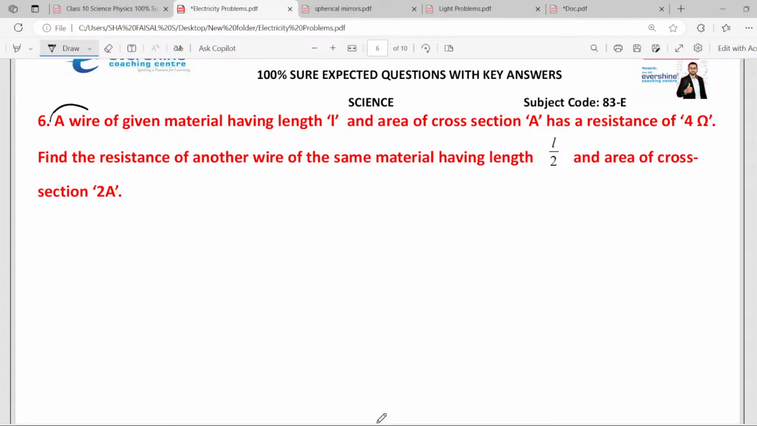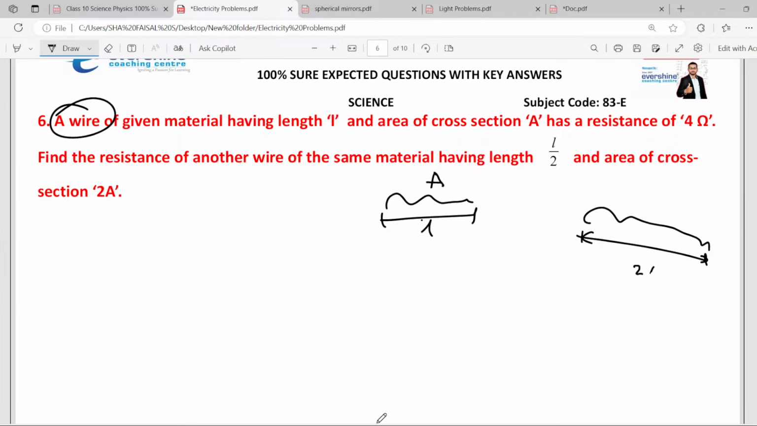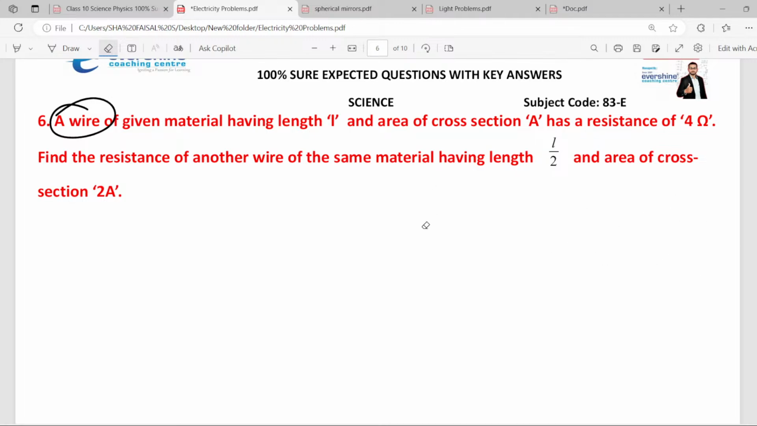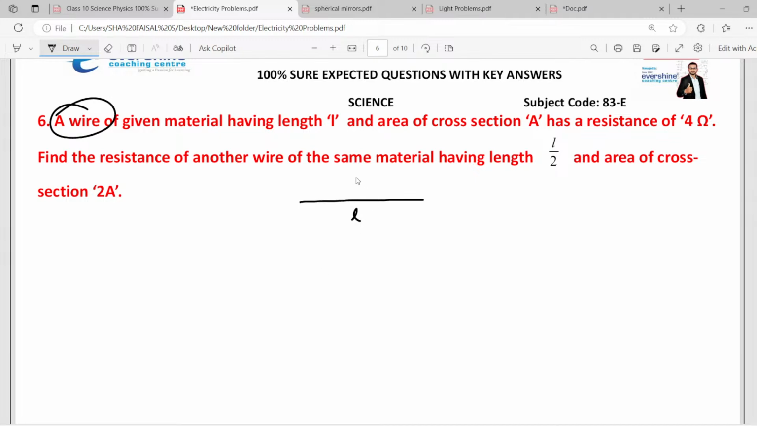As you know, we have wires. Let me say this is one wire and this is another wire. Actually, I have drawn it the opposite way. Okay, for example, I have taken a wire. Let me say this is the first wire. Length is L, area of cross section is A. I have taken another wire. Its length is L by 2, and area of cross section is 2A.